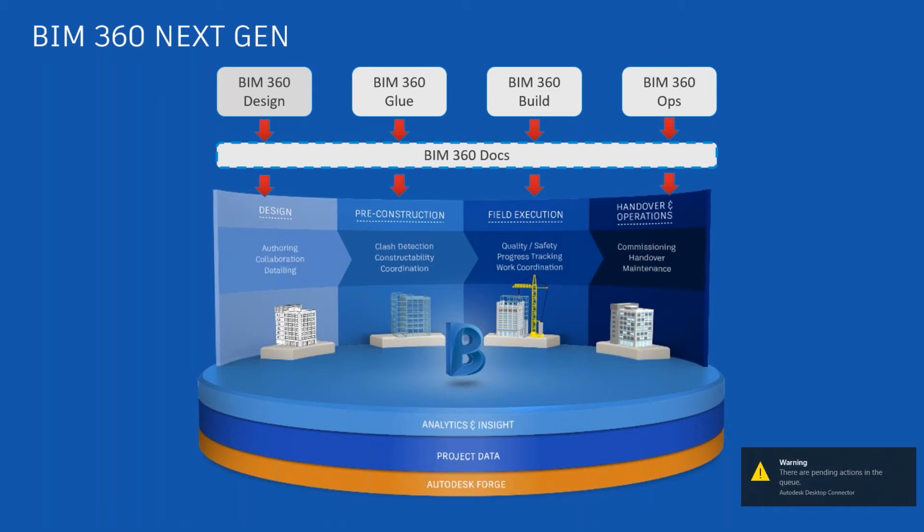BIM 360 Design was called Collaboration for Revit, or C4R, and had BIM 360 Team as its repository for data. BIM 360 Glue is the cloud clash detection service, which was also called BIM 360 Glue in the classic version. BIM 360 Build was called BIM 360 Field and is in the construction management module. They've also added BIM 360 Ops to the next generation offerings, which is a facilities management or operations module.